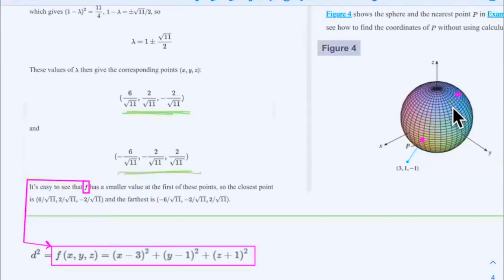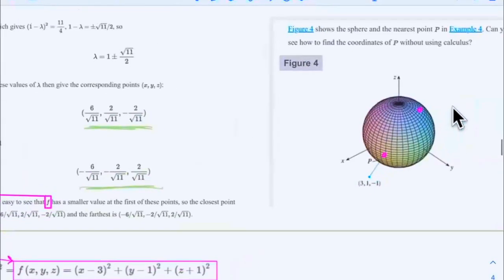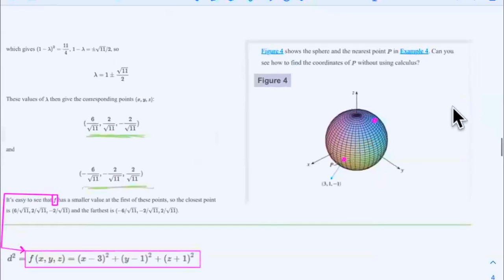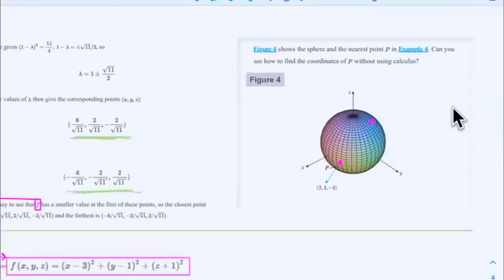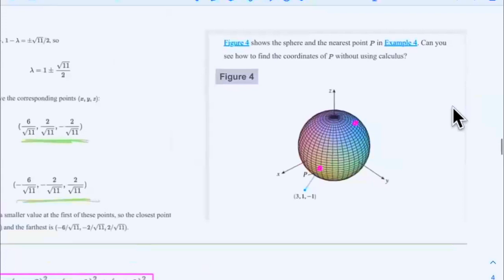Okay. So one way is looking at the graph. Another way is you can put those numbers in, and just by reasoning, I think this one here will give you the smallest function value. Okay, so you see that from the picture. And then the book also asks you, can you see how to find the coordinate of these 2 points without using calculus? Can you guys do that without using calculus?